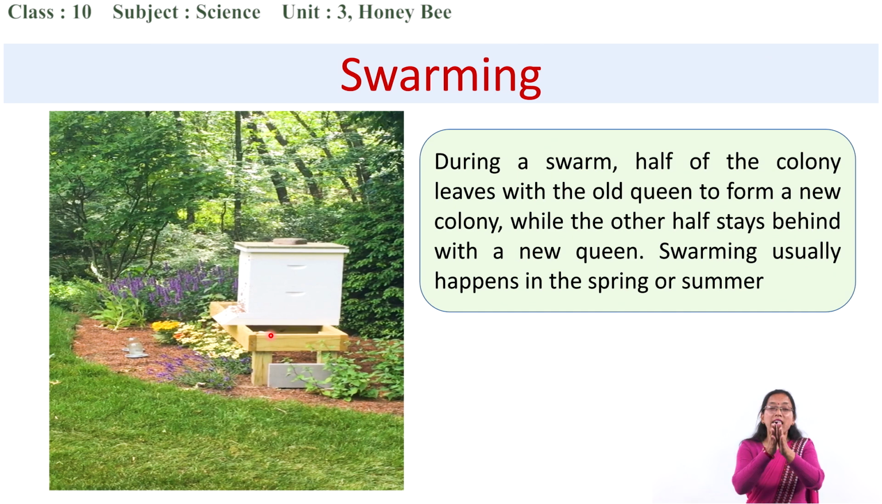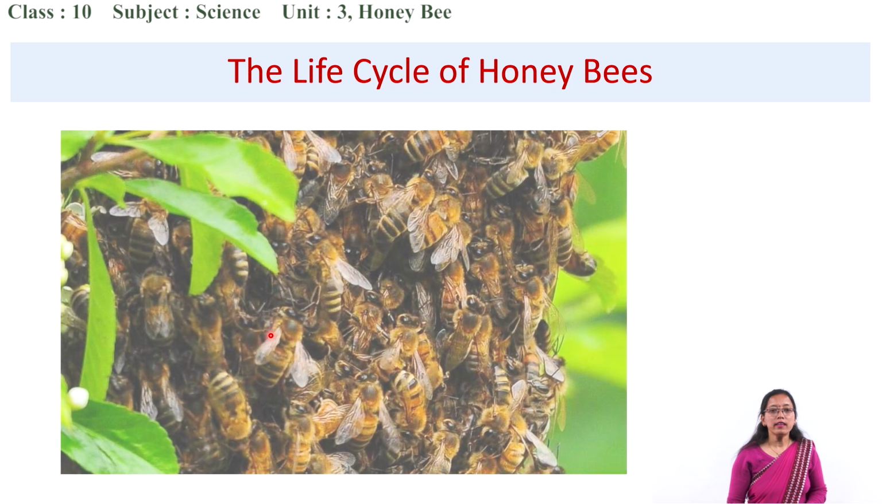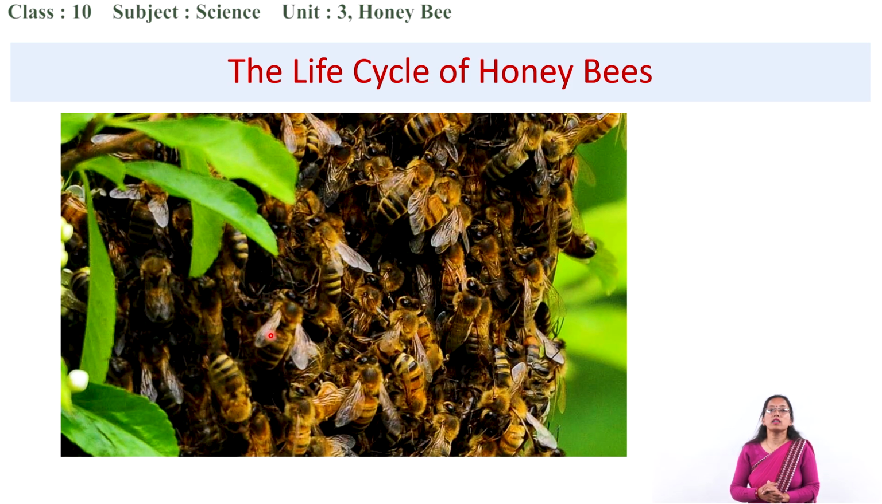That means they divide the total members of the bees in a hive into different colonies, and one colony will move to the next hive and form a new colony there. That is called swarming. Okay, and next one is the life cycle of honeybee. How the life cycle of honeybee completes. Before knowing about the life cycle of honeybee, we should know something about the process of life cycle.